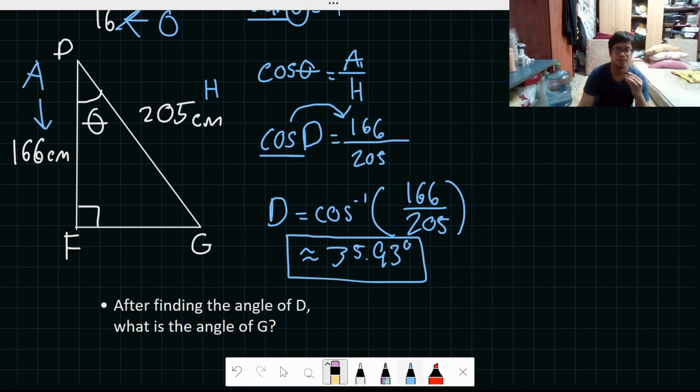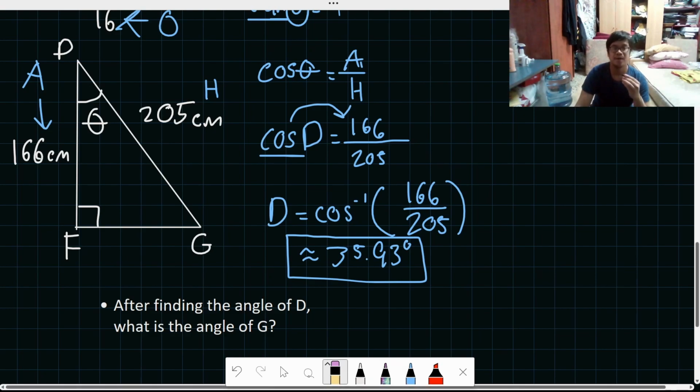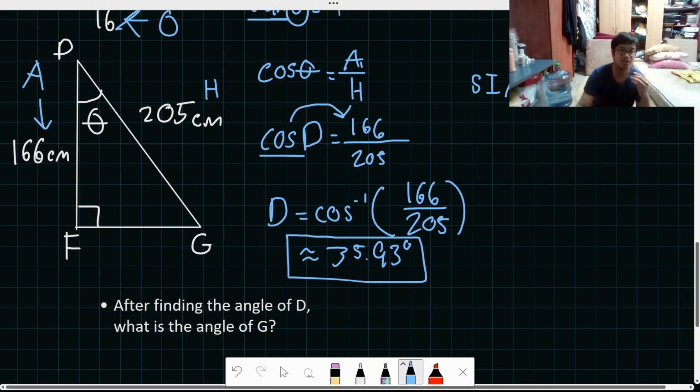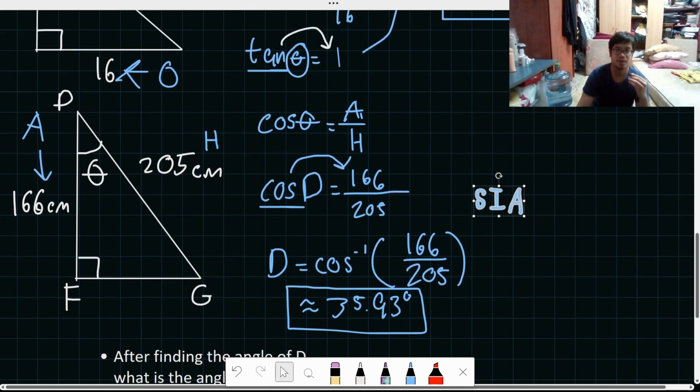Scratch that, sorry. Let's go back. It's easy to find the angle of G. There's a lesson in geometry that if you get the sum of all interior angles, or SIA, again, SIA means sum of all interior angles. Wait, let me just put it here. Okay, there you go. That's it.